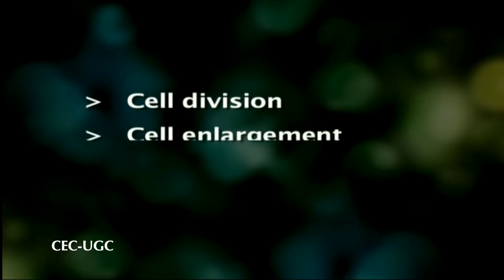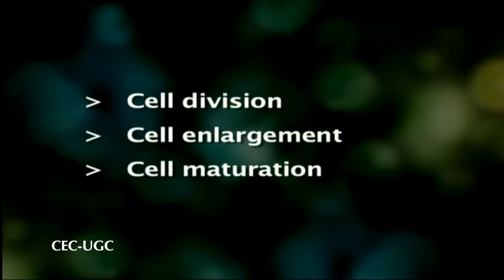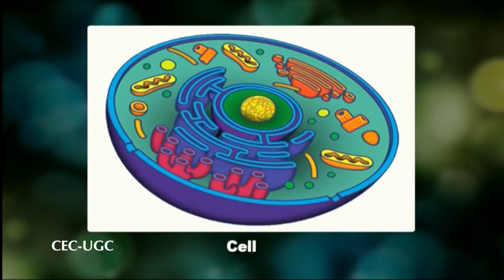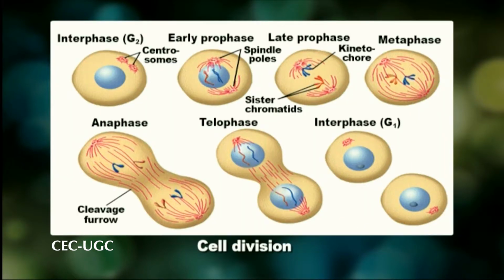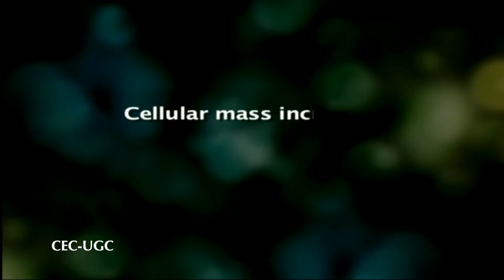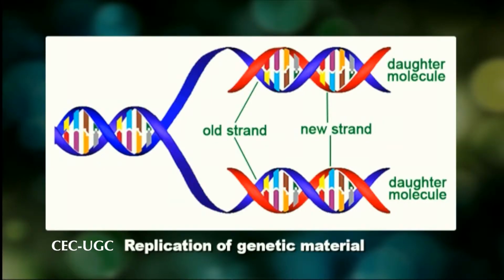After having discussed growth and its different means, let's discuss the phases of plant growth. There are 3 phases of growth: cell division, enlargement, and lastly maturation. Let's take cell division first. A cell is metabolically highly active at the time of cell division. Its cellular mass increases and a replication of genetic material takes place.